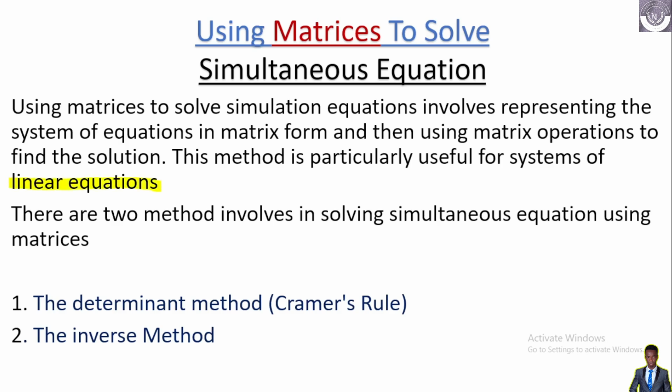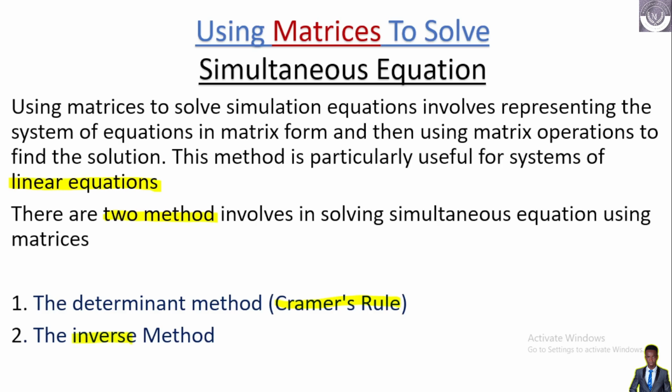There are two methods involved in solving simultaneous equations using matrices. One of the methods is the determinants method, which we sometimes call Cramer's rule. And the other method is the inverse method. I bet most of you are surprised to see the second method. Well, this is Made Simple with us, and we are here to simplify everything. So the second method is the inverse method.